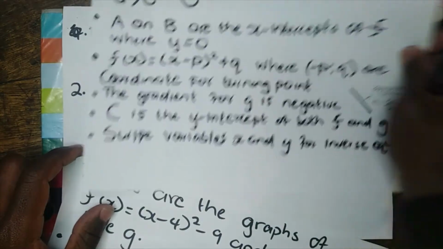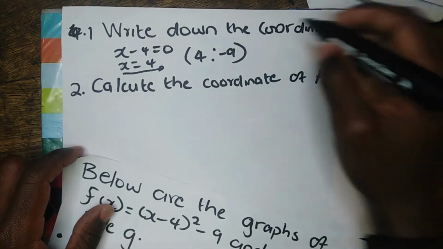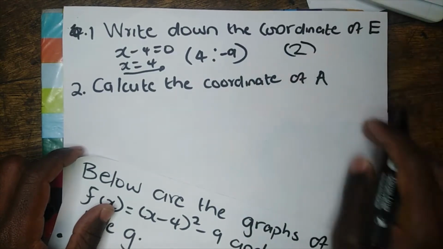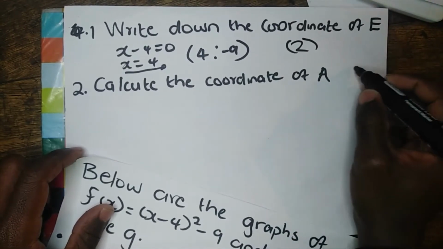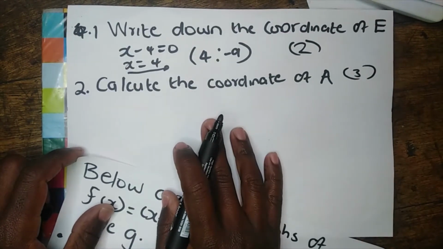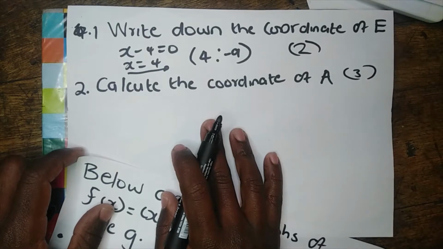So there's a mark for this, guys. Number 1 is 2 marks. This one is 2 marks, for number 1, and number 2 is 3 marks. Okay, 3 marks.